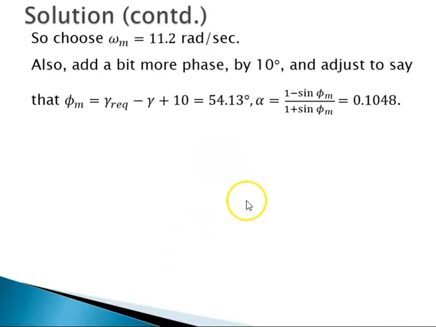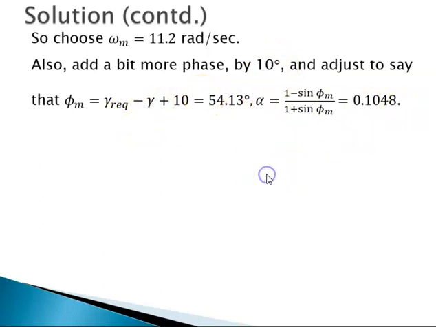we have a new design, and we want to be a bit more careful this time. Instead of saying that phi m is 44.13, we add 10 more degrees just to be safe. If we add more phase, even if it falls a little short, we will still meet the requirement. Usually 5 to 12 degrees is what is generally added in the design as a thumb rule. But we thought, okay, 10 degrees is fine. So we added 10 degrees to it, gamma requirement minus gamma plus 10 degrees.